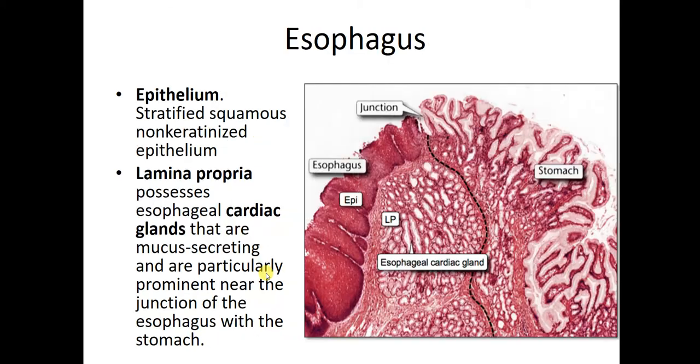Okay, let's move forward. Let's start the discussion about the organs of the digestive tract directly. So it is the esophagus. The esophagus is lined with the epithelium named stratified squamous non-keratinized epithelium. I remind you, skin is also lined with stratified squamous epithelium, but it is keratinized. In the esophagus it's non-keratinized. I hope you remember it.